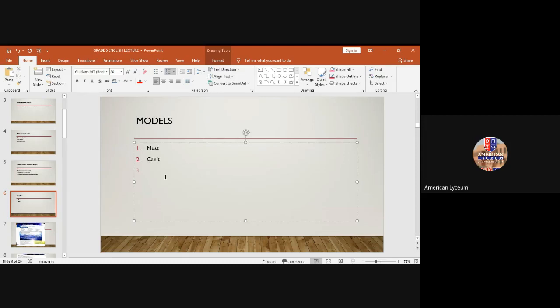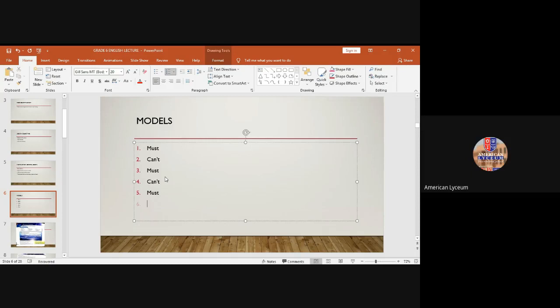This book isn't mine. It must belong to one of your friends. Must. Good. Number four. The child has just eaten, so he dash be hungry again. He can't. Very good. Okay, your dad dash be smoking a lot of cigarettes because he coughs. Must. So what we will write? Your dad must be smoking. Very good.